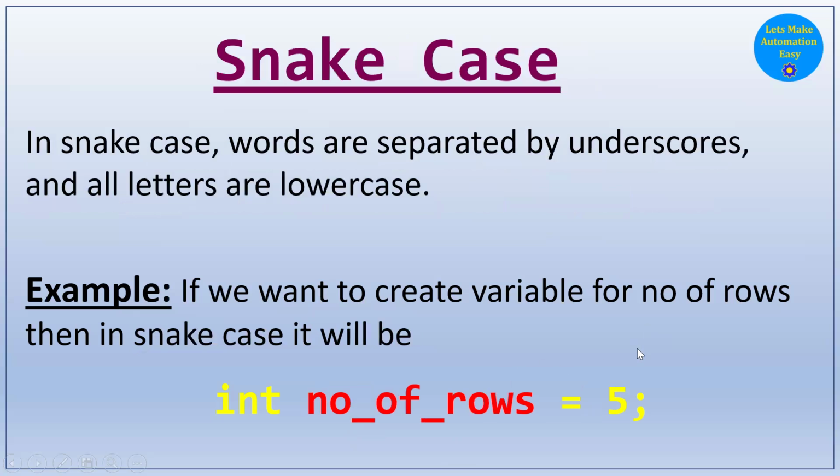Now the next case is snake case. In snake case, words are separated by underscores and all letters are lowercase. For example, if you want to create a variable for number of rows, number will be in lowercase, of will be in lowercase, rows will be in lowercase, and all these words will be combined together with underscores. This is called snake case.